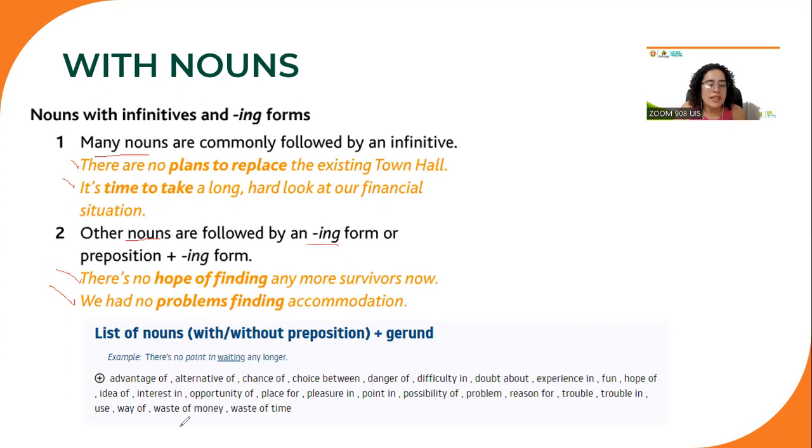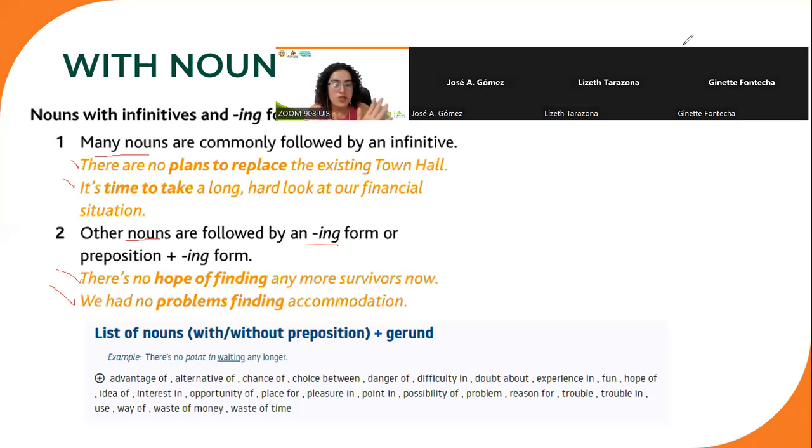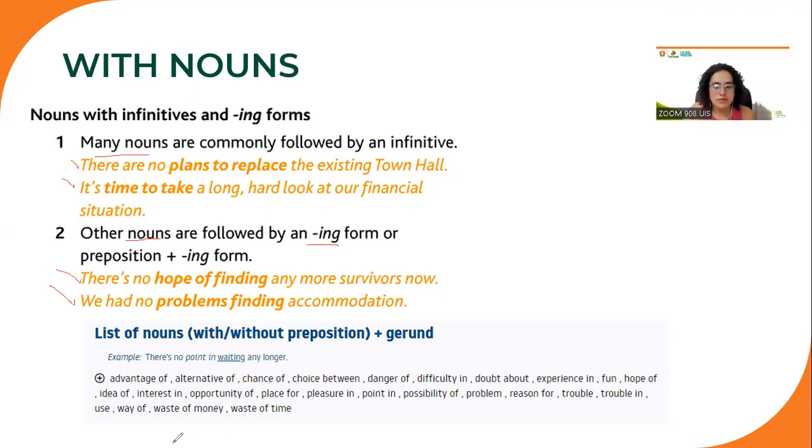Interest in, opportunity of, place for, pleasure in, possibility of. So that is just a list that you can use if you need to, okay? This is not like some memory, but it's good to know. The general rule is with infinitives, but we have a list of nouns that we use with the ing form, okay? Any questions here?